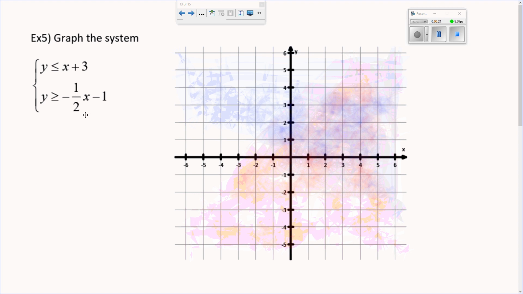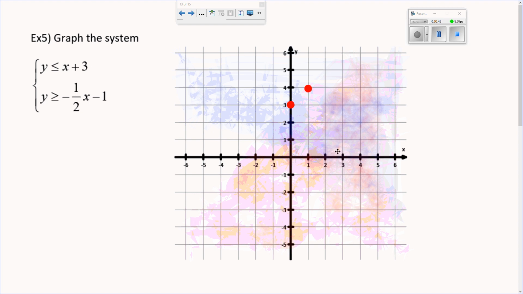So now what we're going to do is graph two inequalities on the same graph. Okay, let's start with the first one. I have y is less than or equal to x plus 3. So let's start with the y-intercept. What's the y-intercept? That would be 3. And then what's the slope? The slope is 1. So I'm going to rise 1, run 1.